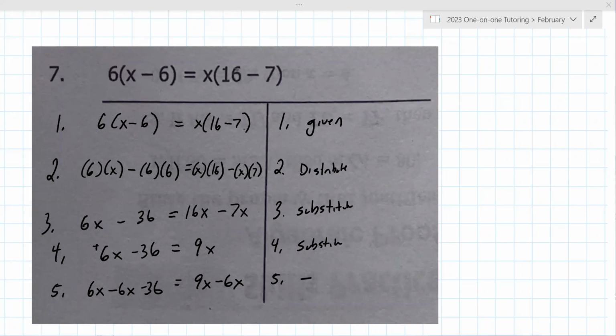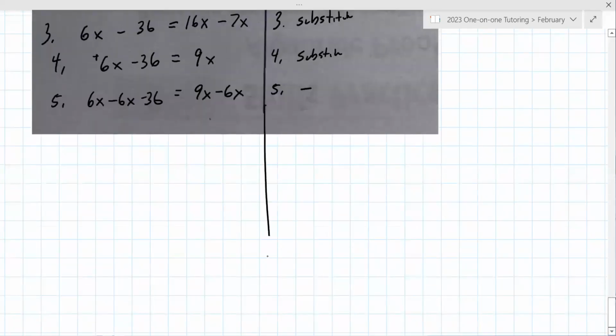What's the next line look like? Oh, this is the subtraction. Yes. And what do you write on the left side? 36 equals 3x. Negative 36. Oh, negative 36. That operator always goes with the number to the right.